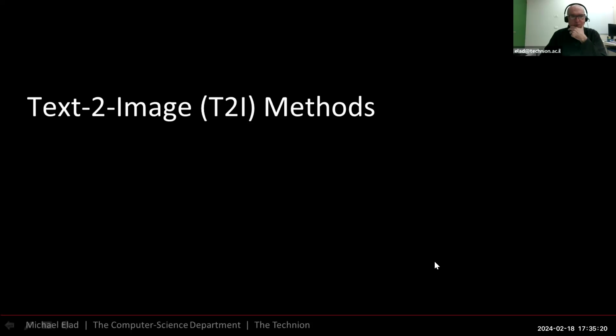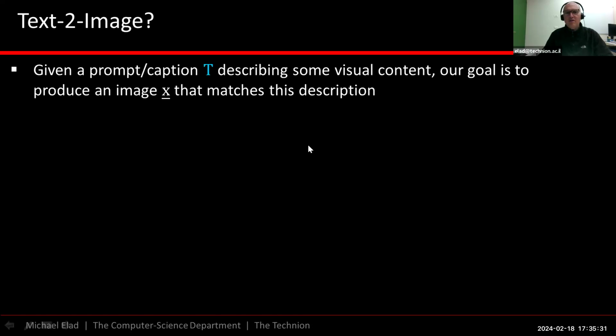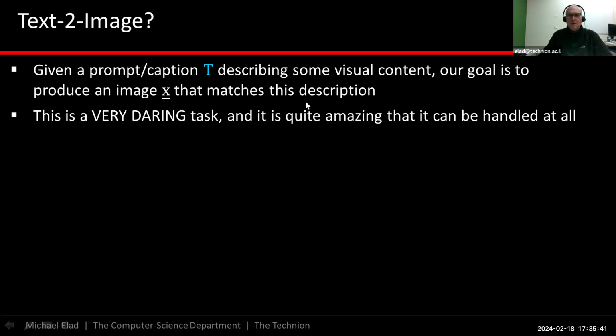Good. So we proceed with the last chapter in this presentation in today's meeting, text-to-image methods. We have seen the general story. We are being given a prompt, a caption, T. This is how we denote it. And we would like to create an image that matches it to a large extent.